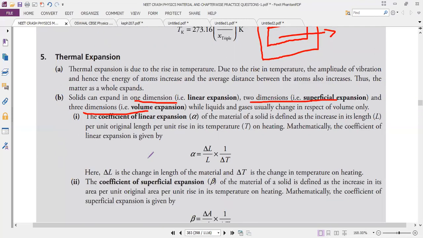The formula is very important. Alpha is equal to del L by L into 1 by del T. Del L is the change in length and del T the change in temperature. L refers to the actual length, otherwise the original length. Please note the formula.